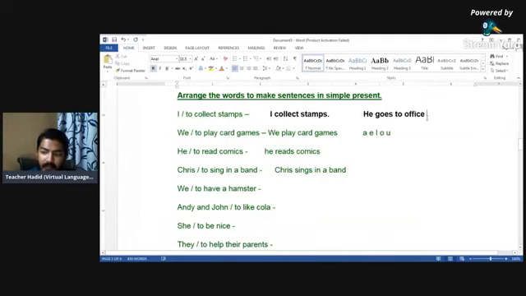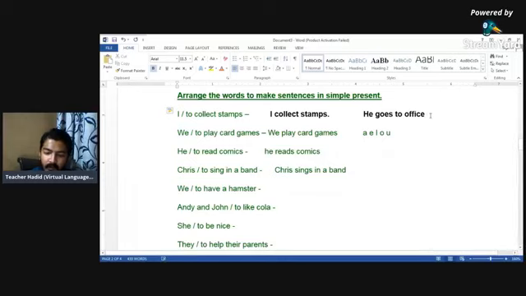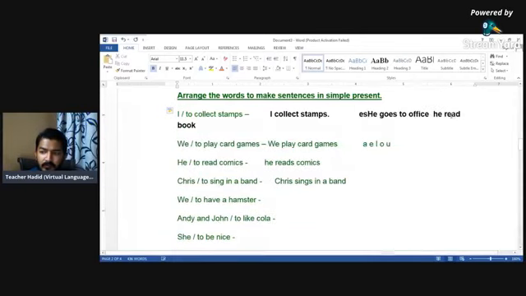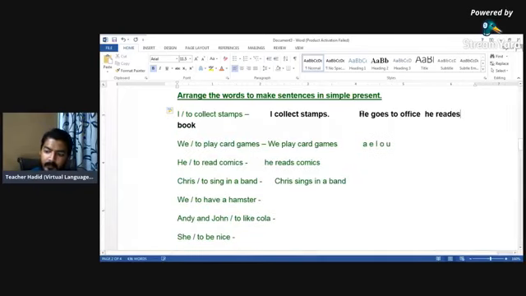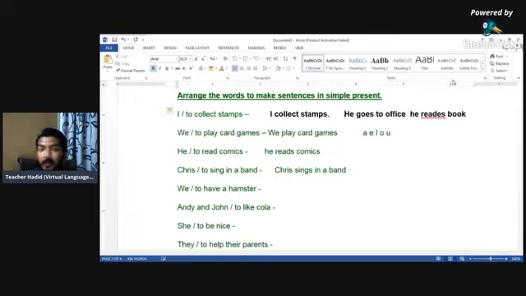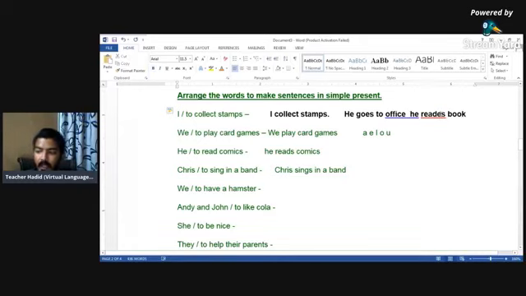On the other hand, when I say for example, he read books, obviously it will be wrong. But what should be the correct answer? Can I say he reades book? What's wrong with my laptop? No, I cannot say that. Why? Because d is not a vowel. That is why I cannot say he reades book. I have to remove the e and say he reads book.